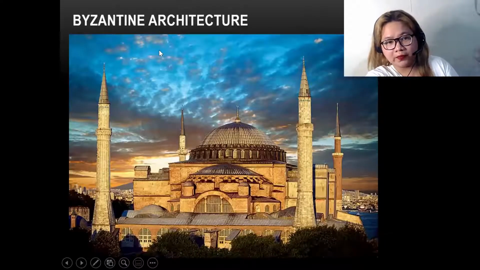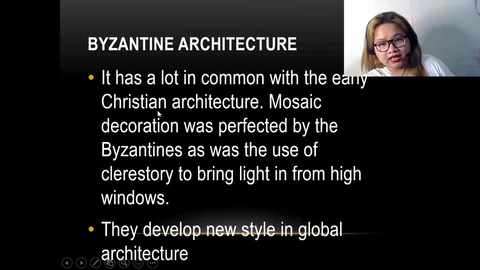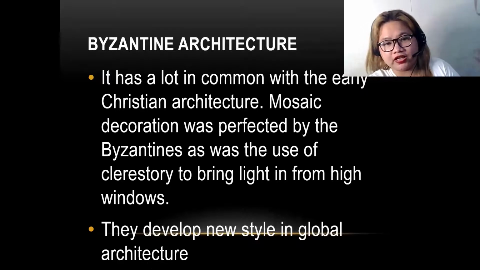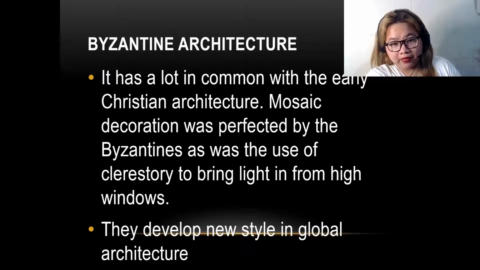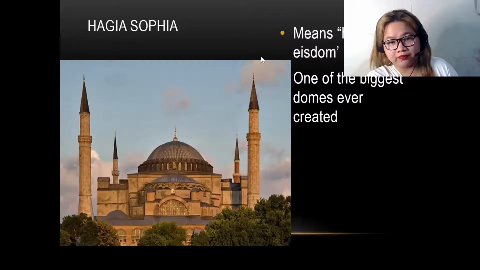Okay, now let us move on to Byzantine architecture. Byzantine architecture has a lot in common with early Christian architecture. Mosaic decoration was perfected by the Byzantines, as was the use of clerestory to bring light in from high windows. They developed new styles in global architecture. Okay, this one is the Hagia Sophia. It means holy wisdom, one of the biggest domes ever created.